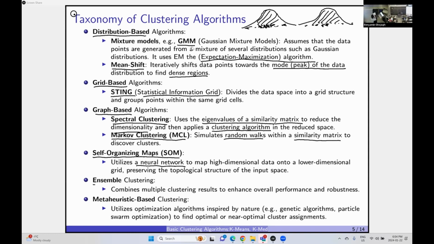Ensemble clustering, what is that? It combines multiple clustering results, so we use an ensemble of algorithms. These algorithms that we talked about, you can have voting between them. One algorithm says this belongs to cluster 1. The other algorithm says no, I believe this belongs to cluster 2. So we will have a democracy: majority vote between the algorithms.